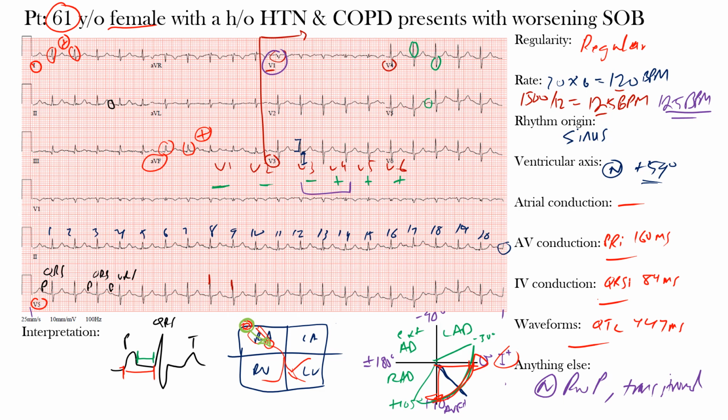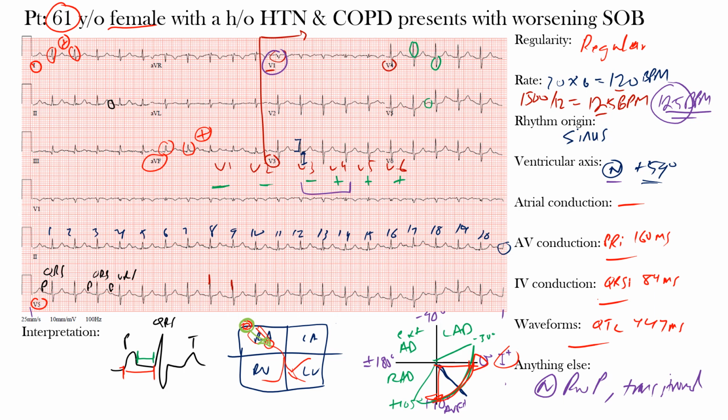So anyways, what's our final interpretation? Well, we have a regular rhythm with sinus origin, and we said the rate is 125 beats per minute, suggesting sinus tachycardia, okay? The ventricular axis we said was normal. There are no atrioventricular or intraventricular conduction abnormalities. We said there's no major waveform abnormalities as well. We saw generally a normal R wave progression in the precordial leads with a normal transition between V3 and V4, and when compared to a previous EKG that's not shown here, there were no significant changes found.